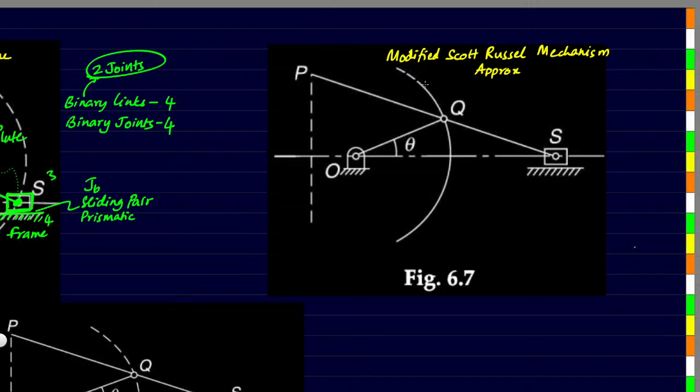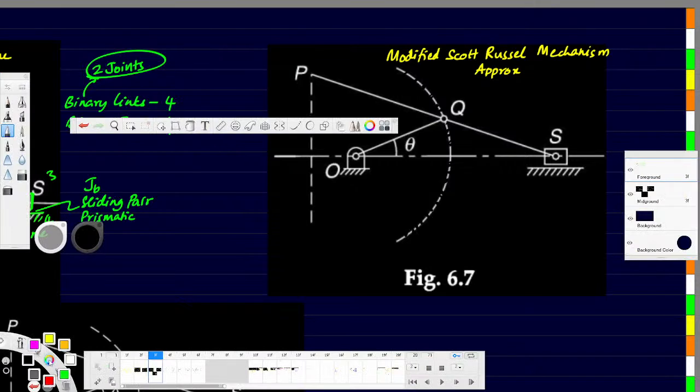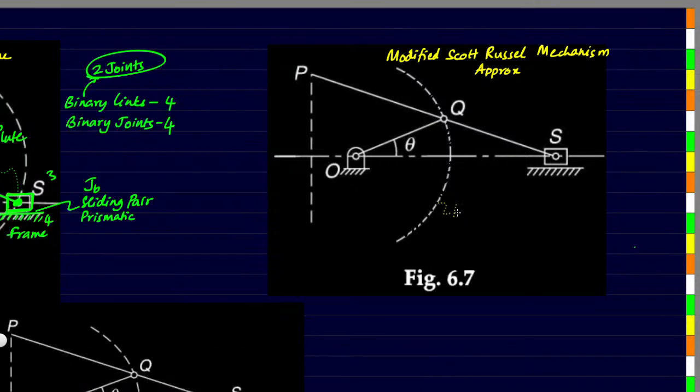Okay. And this arc has to be dotted. This is not any link or anything. This is just the path of the point Q. Path of point Q. So here, look at how many there are now.